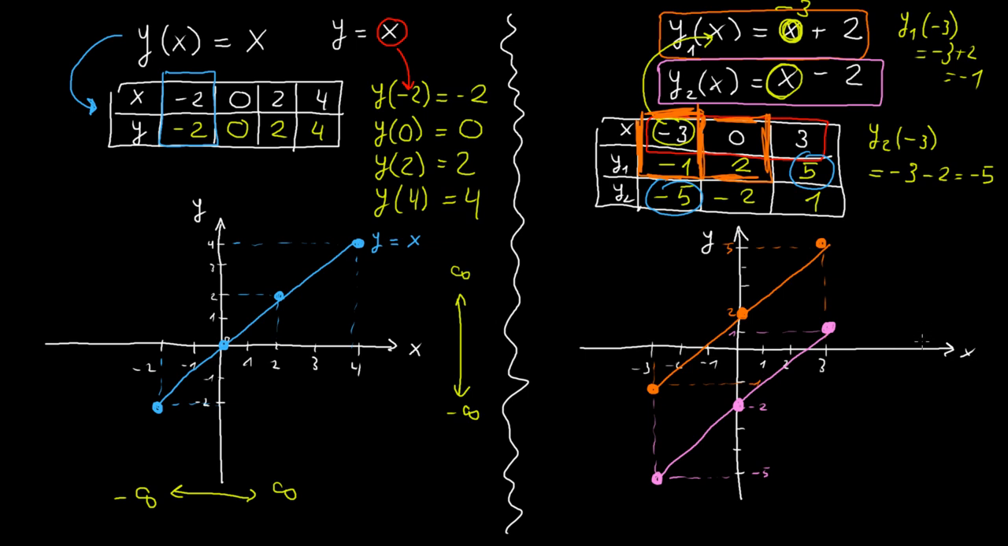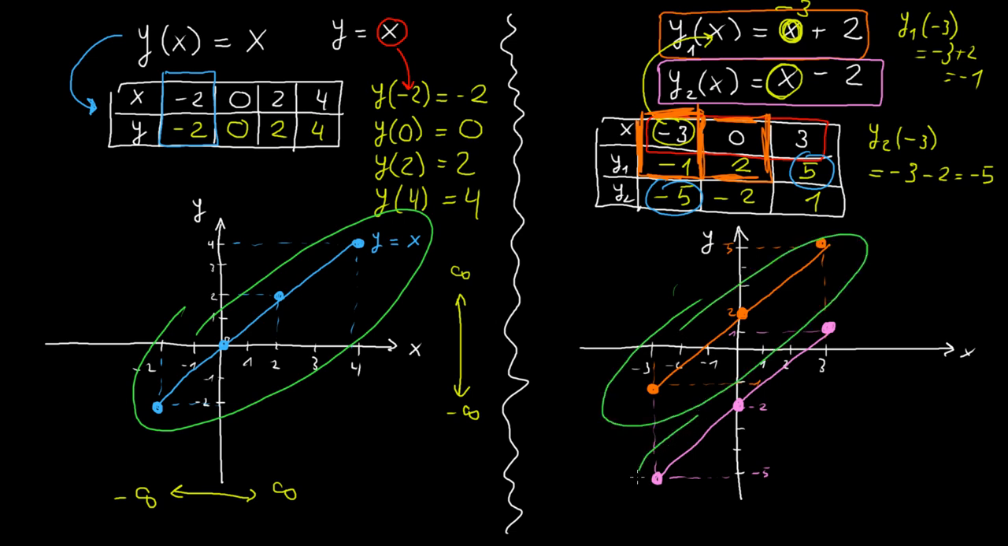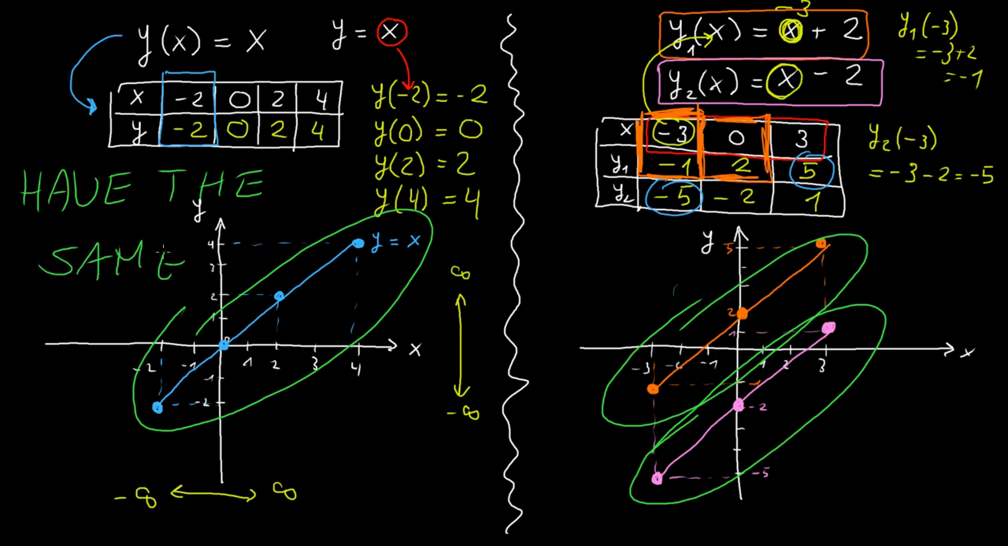And the key takeaway from this video is that we can see that all of these lines, I'll circle them in green, this function, the orange function, and the pink or purple function have the same slope. And we can even see that the m value is 1, which I think we will explain in the upcoming videos.